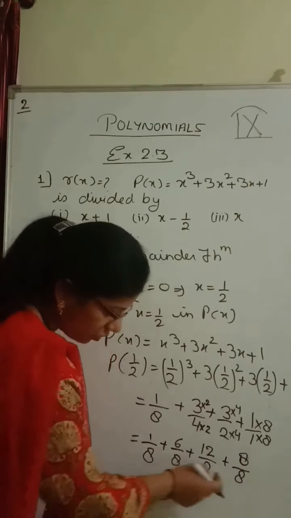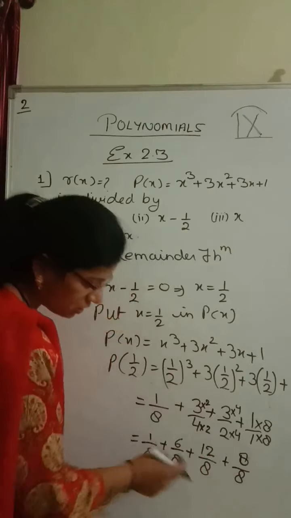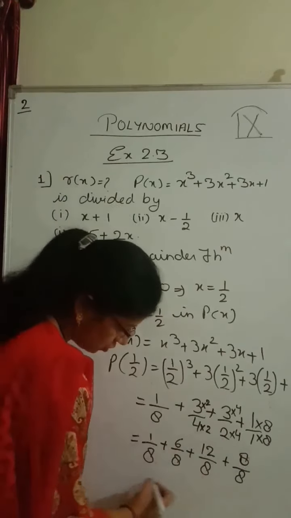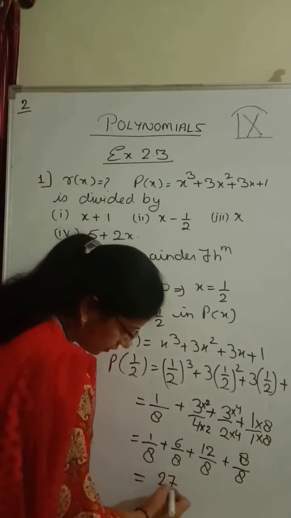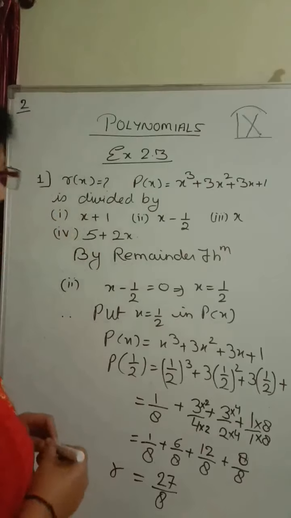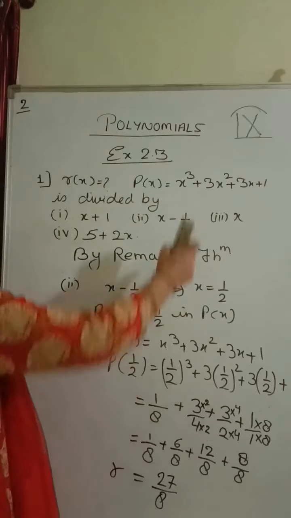So all the denominators are the same. We can directly add these. 12 plus 8, 20. 20 plus 6, 26, 27. So the answer is 27 upon 8. So this is your remainder. Okay, second part done.